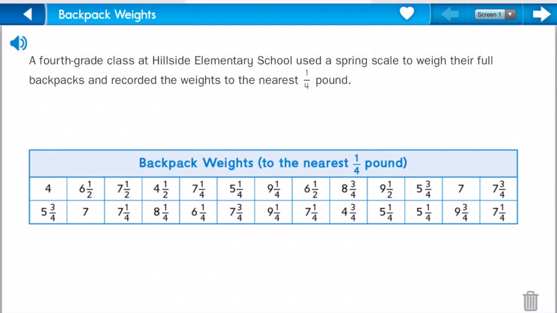Good morning. Today we are doing lesson 5-9. We're going to be talking about line plots and how to make one of those. Now I'm going to go through and show you how to make a line plot.